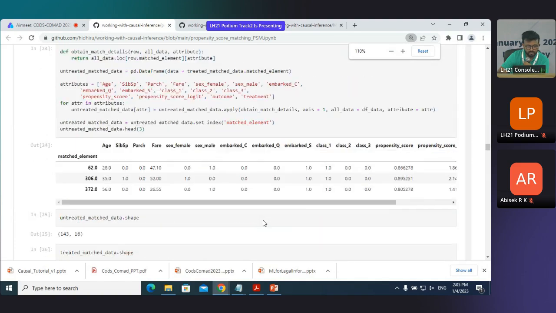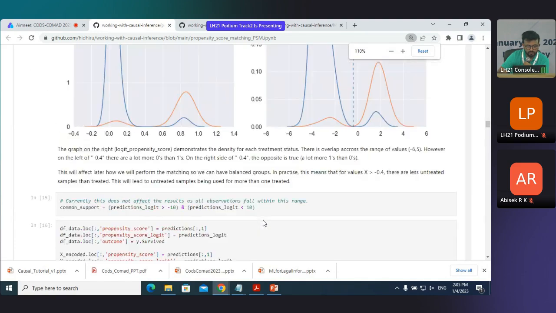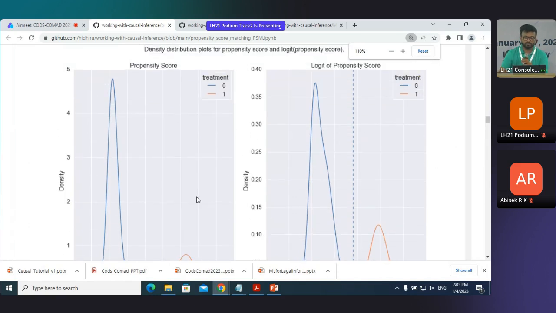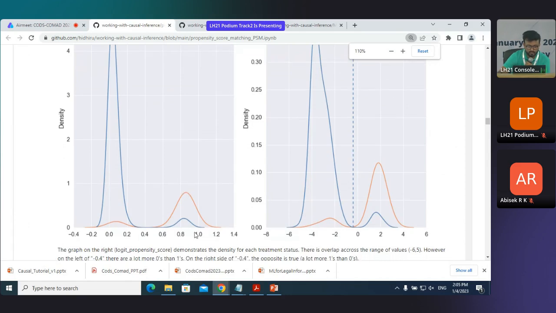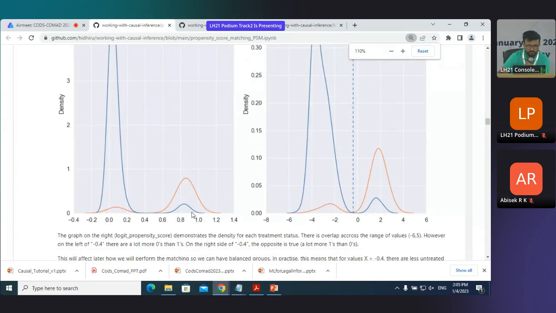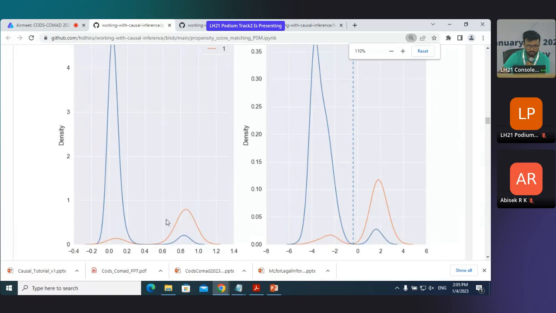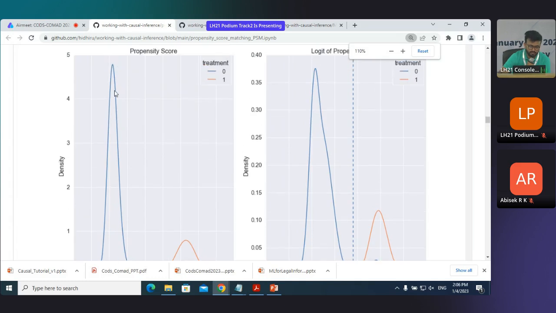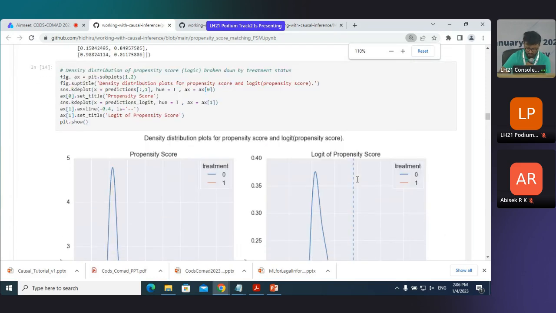We're going to talk about matching here. In matching, for example, we have the propensity score and the log of the propensity score. Before the matching happens, treatment is 0 and 1, and the treatment is this orange line across the propensity score. The closer to 1 you get, the higher the density of treatment, and the closer to 0 you get, the higher the density of control. So treatment 0 is essentially the control or counterfactual. We see something similar in the logit of the propensity score as well.